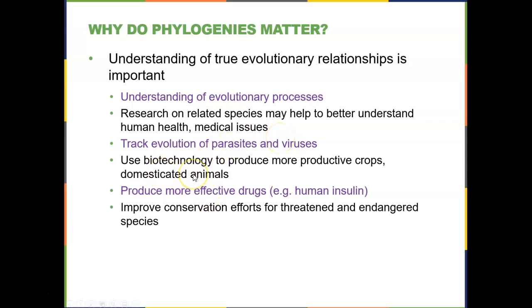We can use biotechnology, if we know evolutionary relationships, to produce more productive crops and domestic animals. We can use it to make better drugs. An example is human insulin. And we certainly can use these to help threatened and endangered species in efforts to preserve them going forward.